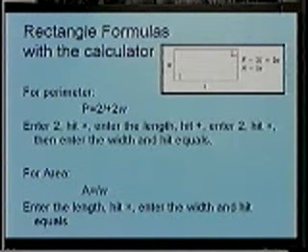For area of a rectangle, it's even simpler. Area is just length times width. So enter the length, hit times, enter the width, and hit equals.